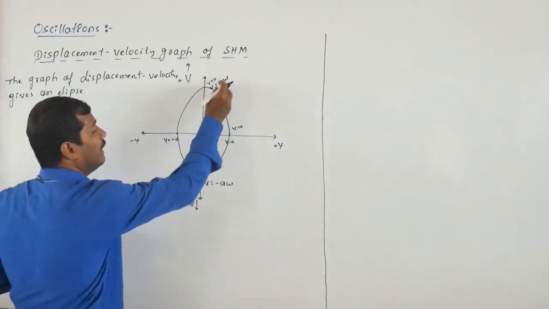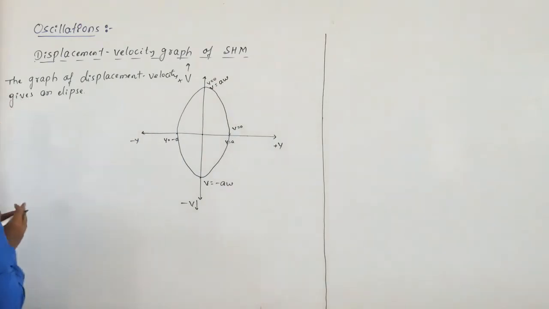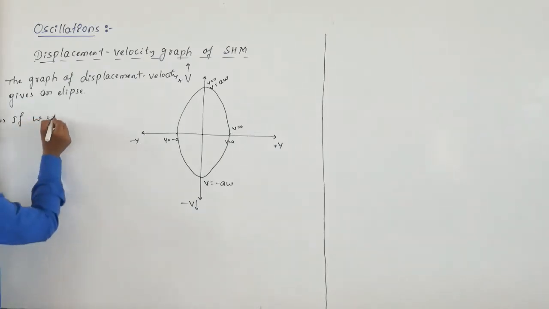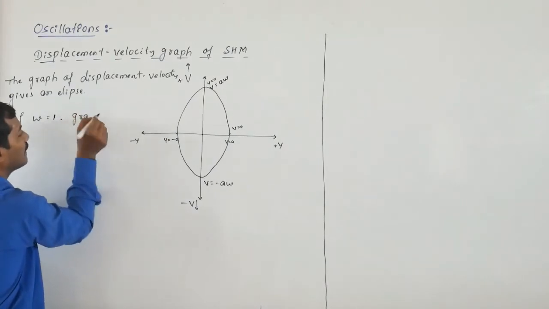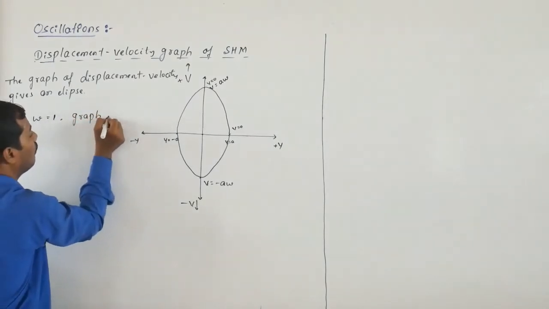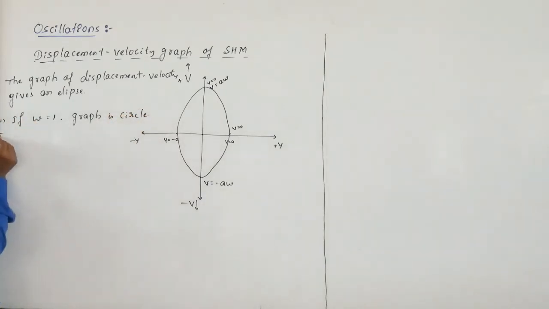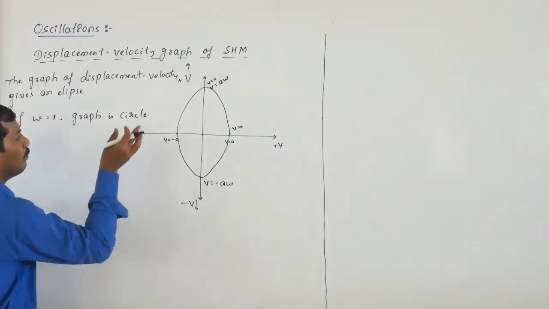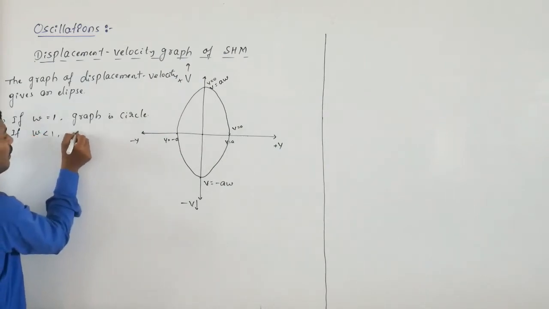If the omega is equal to 1, it means it is a unity. One condition is very important here. First one: if omega is equal to 1, the graph becomes a circle. Here the graph is a circle. If it is less than 1, its component becomes less here. If the omega is less than 1, then it becomes an ellipse.